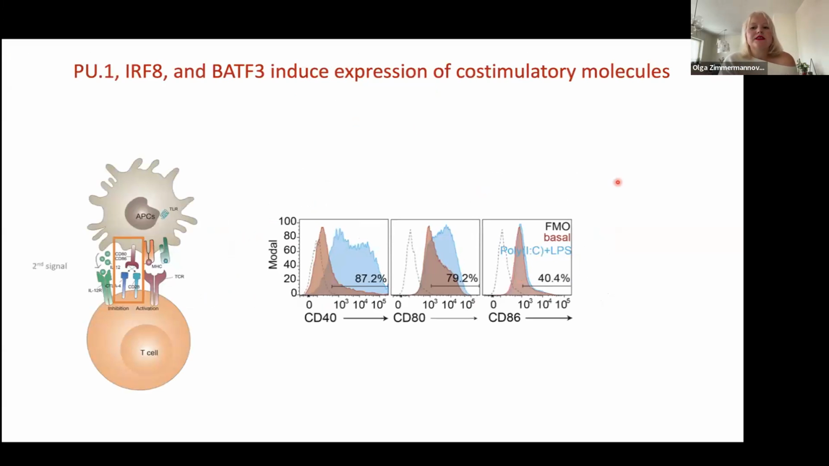Importantly, reprogrammed cells also induced expression of costimulatory molecules, including CD40, CD80, or CD86. And this is very important because costimulatory molecules serve as the second signal which is necessary for engagement and productive activation of T cells.